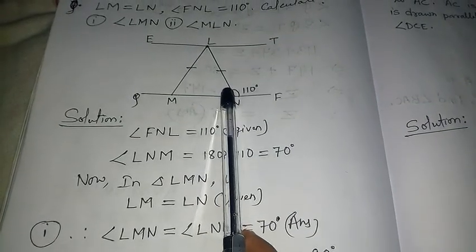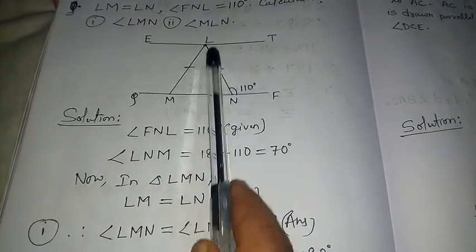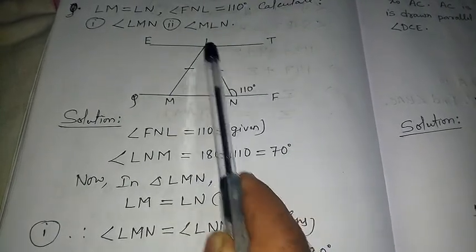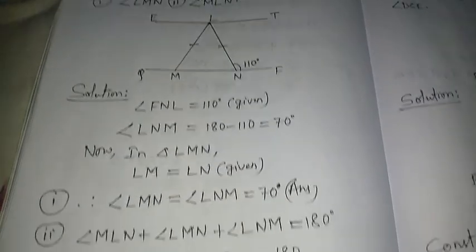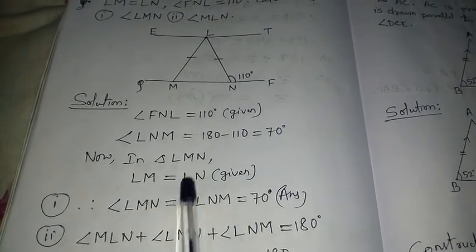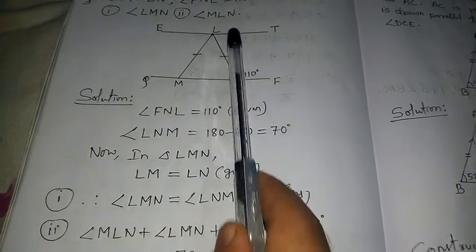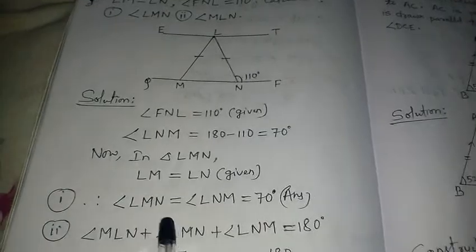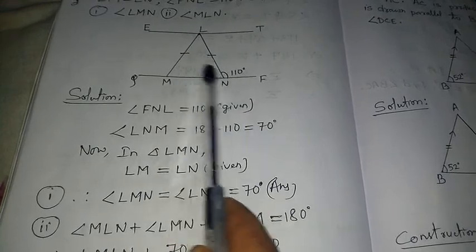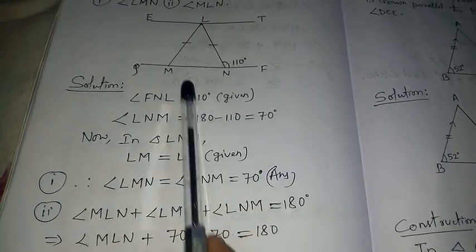Now this answer has come, but we have to find M and L. But now it is very easy. When two sides are equal, the angles opposite them will also be equal, because when two sides are equal, the base angles are also equal. Now in triangle LMN, LM is equal to LN, that is given. Therefore angle LMN is equal to angle LNM. Both of them will be equal, and we have already got 70 degrees here, so this angle is 70 degrees.